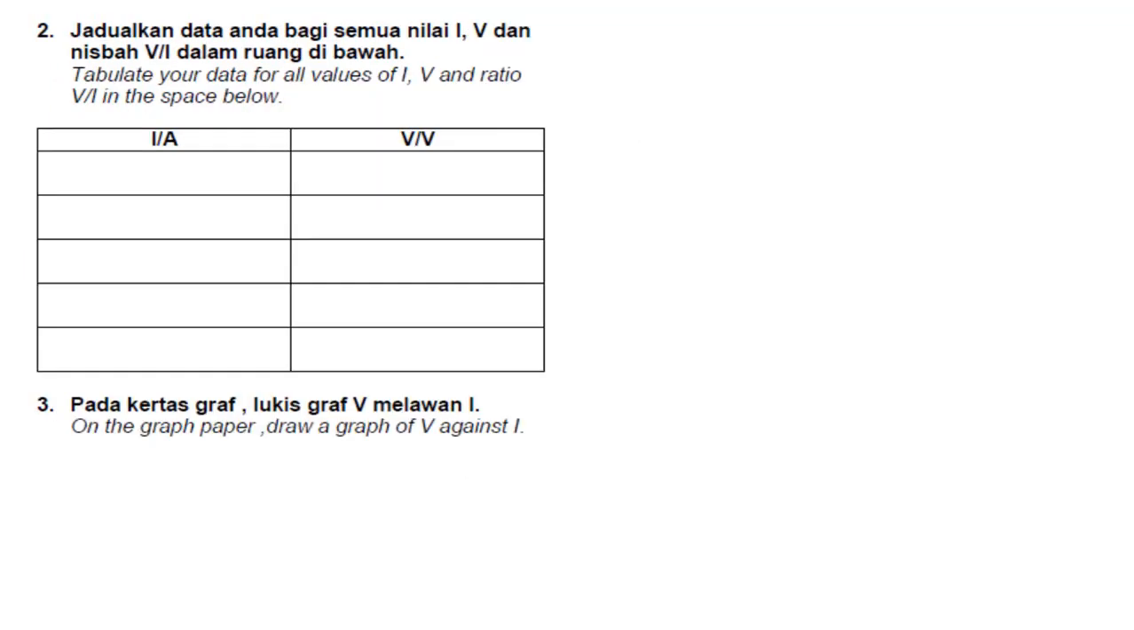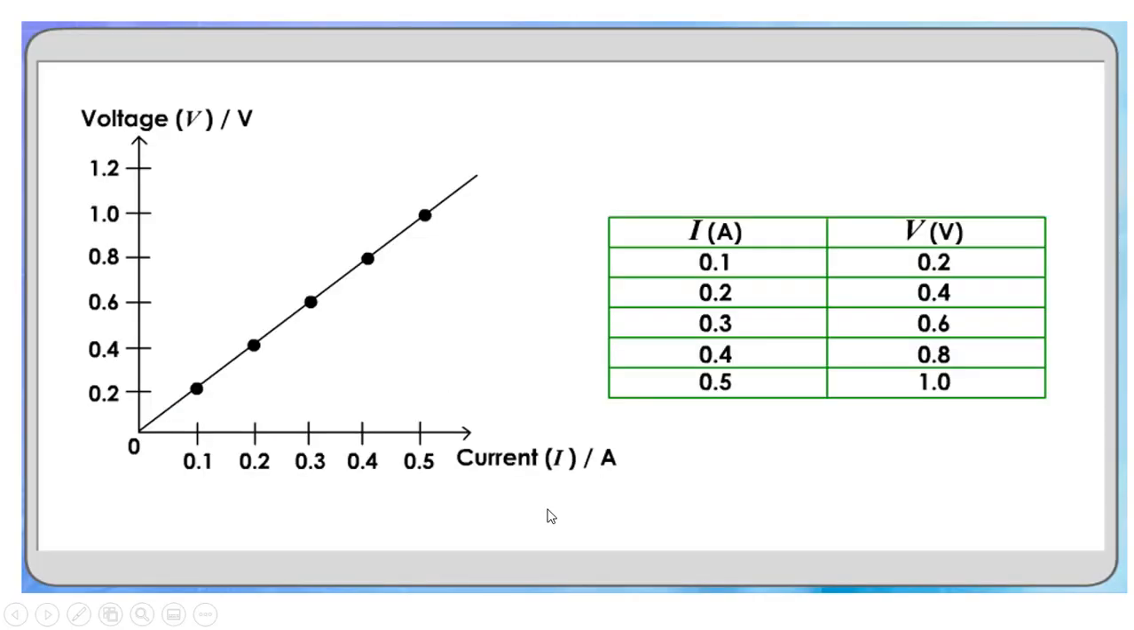Okay, so plot the table of the data. And then you plot the graph. Okay, this is what we get. So this is the data and we plot the graph and we get a straight line graph.